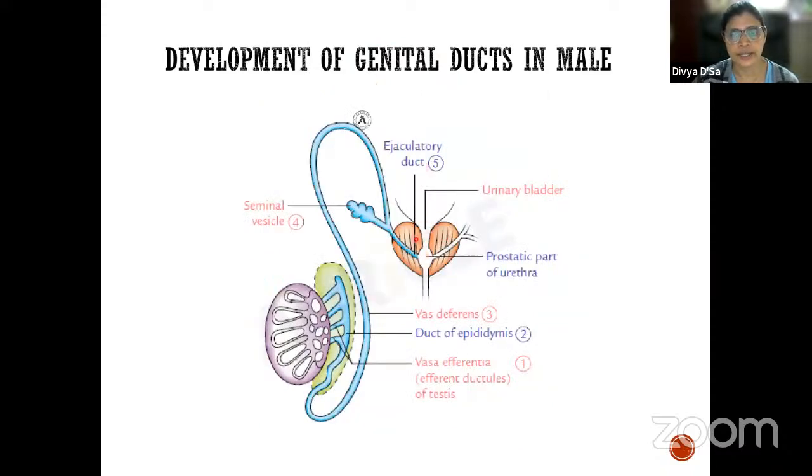So these are the genital ducts here. This is the duct of the epididymis. The vasa efferentia are the different ductules of the testis. Then the duct of the epididymis, then we have the vas deferens, then the seminal vesicles, which join to form the ejaculatory duct, up to where it opens in the prostatic part of the urethra. These are developed from which duct? The mesonephric duct. So the mesonephric duct is very important in the development of the duct system in males.